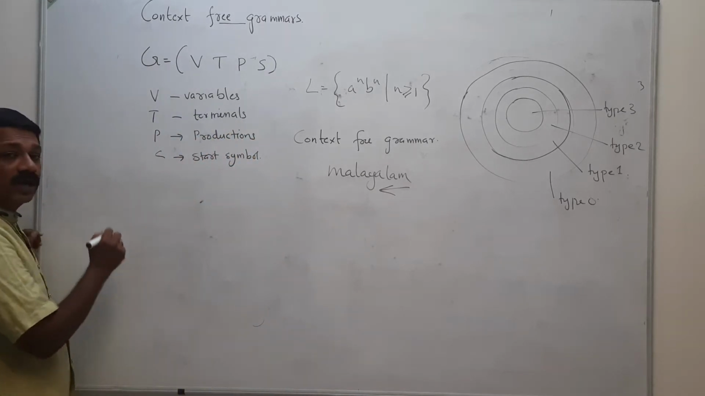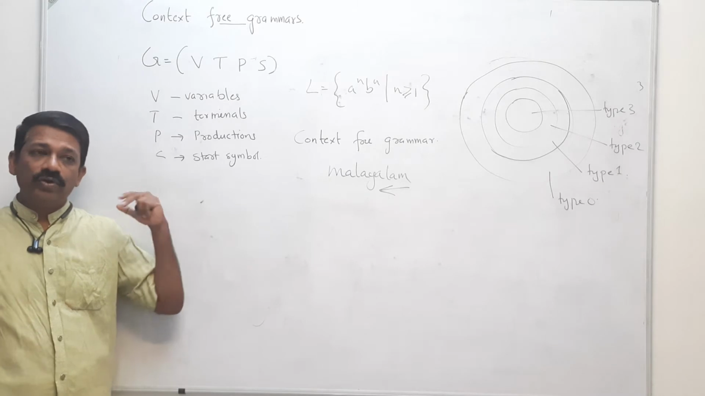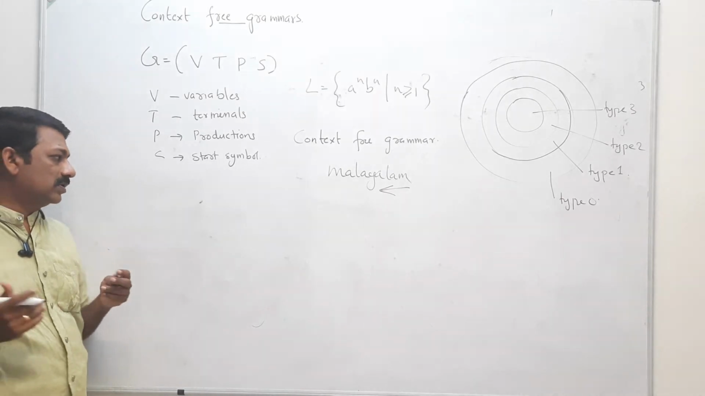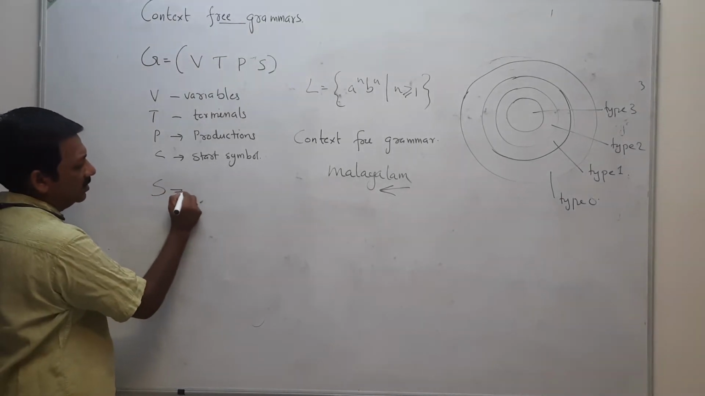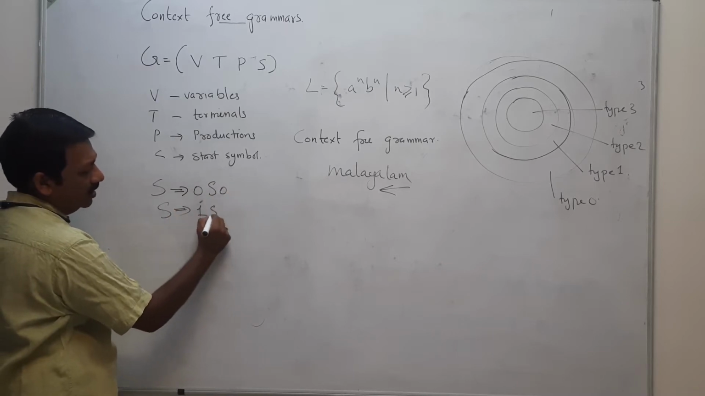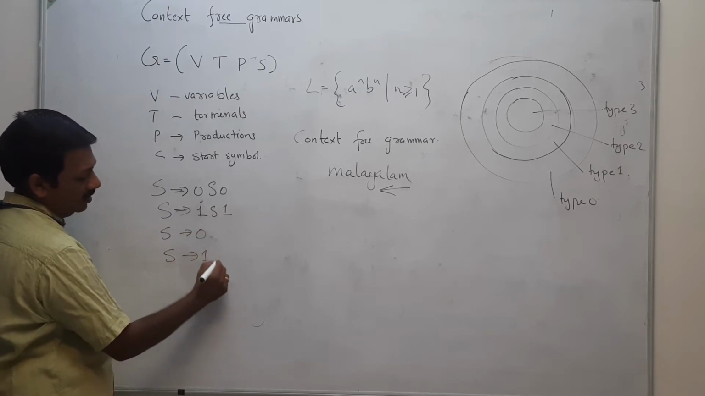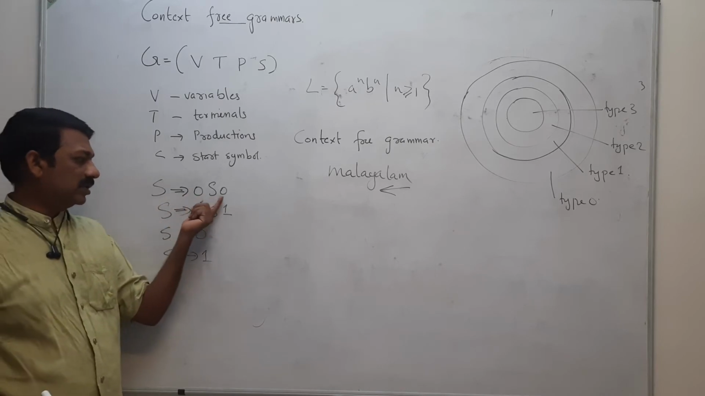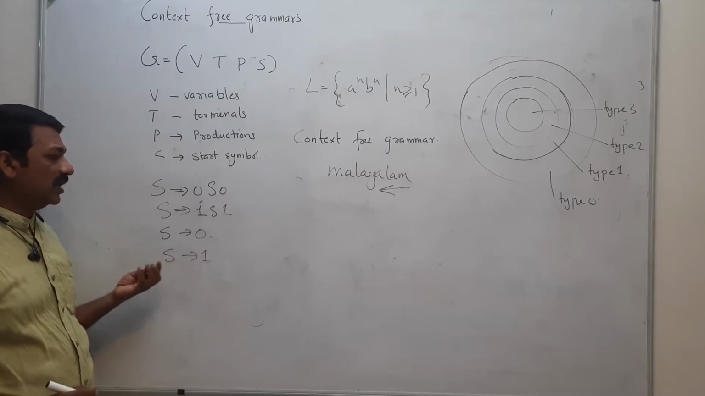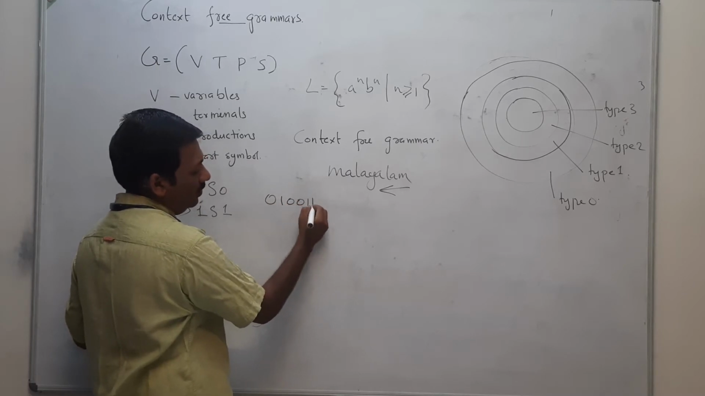Now suppose that your input alphabet or input string contains only zeros and ones. That means it's a binary string. I am going to have a context free grammar for accepting palindromes. I am going to have S derives 0 S 0, or S derives 1 S 1, S derives 0, S derives 1. That is S derives 0 S 0, S derives 1 S 1, S derives 0, S derives 1. Suppose that I am going to have a string 0 1 0 0 1 1.